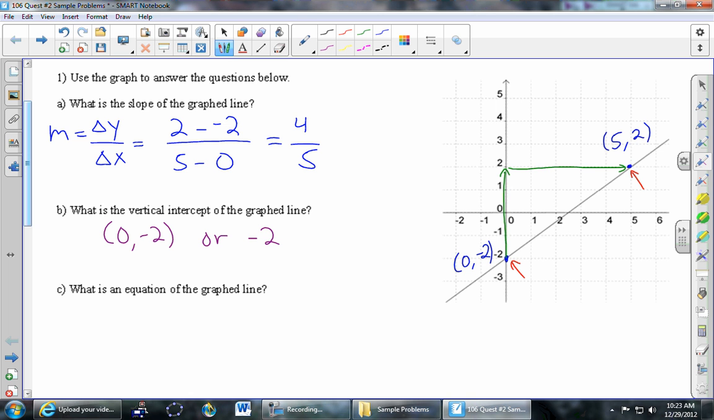And then part C, what is an equation of the graphed line? So one of our equations is y equals mx plus b. And I think we have all the pieces we need to fill this in. M is the slope. We found it up above as 4/5. X is x. B is the y-intercept, -2. So y equals 4/5 x minus 2.